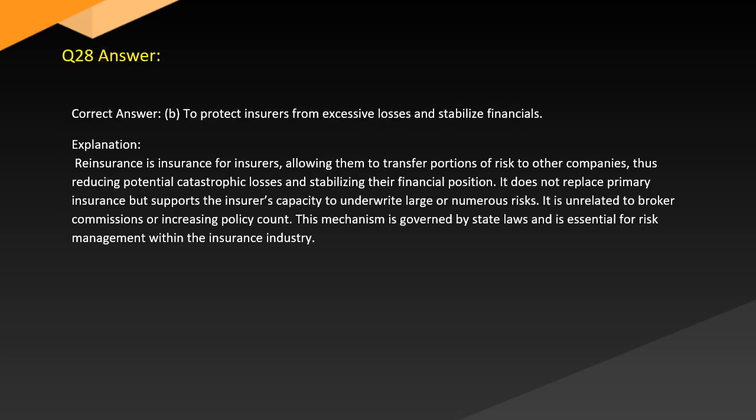Answer. Correct answer: B. To protect insurers from excessive losses and stabilize financials. Explanation. Reinsurance is insurance for insurers, allowing them to transfer portions of risk to other companies, thus reducing potential catastrophic losses and stabilizing their financial position.